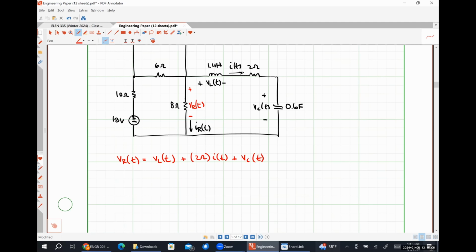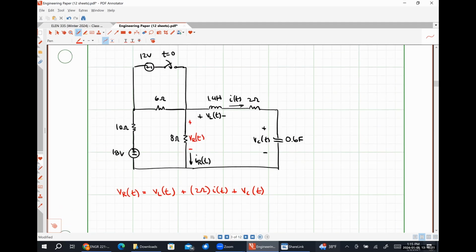The reason why I'm going this route is because otherwise, KCL at this bottom node right here, we can say that IR is flowing in, I of T is flowing in, but it's not remotely obvious what the current flowing down through this branch is. It seems like it's going to be even more work than doing this stuff over here, which is why I'm not going that particular route.